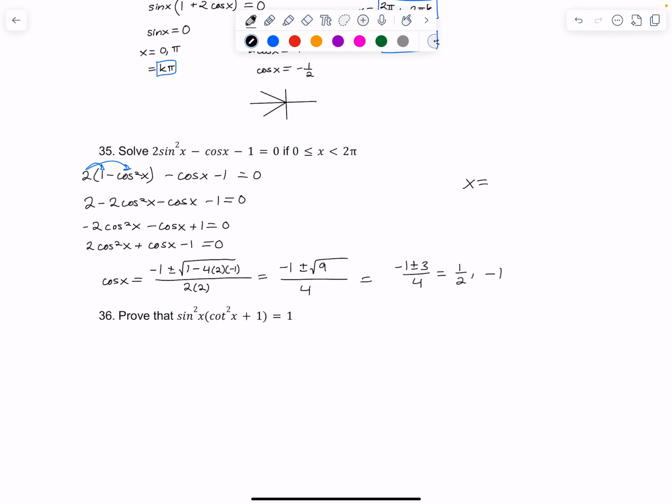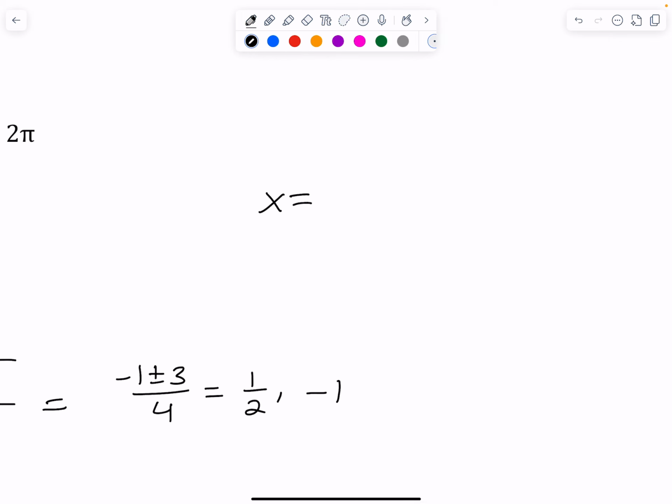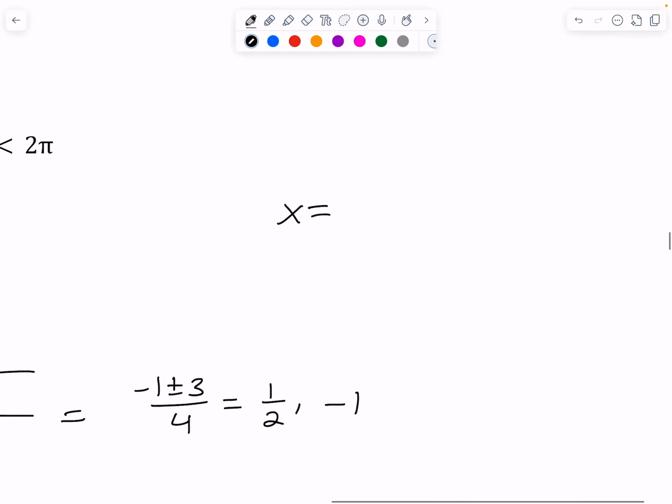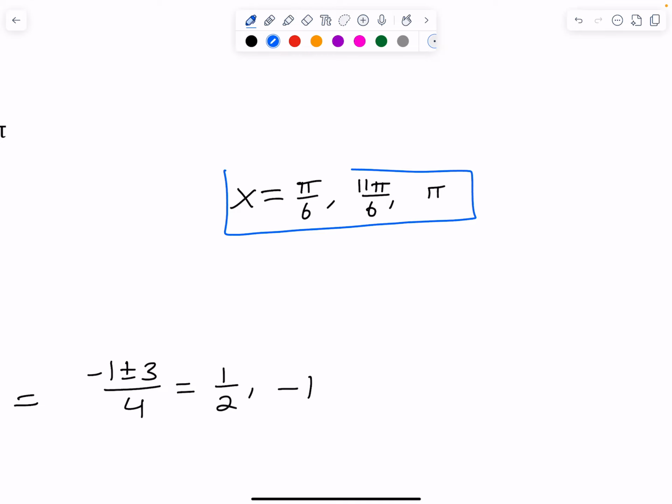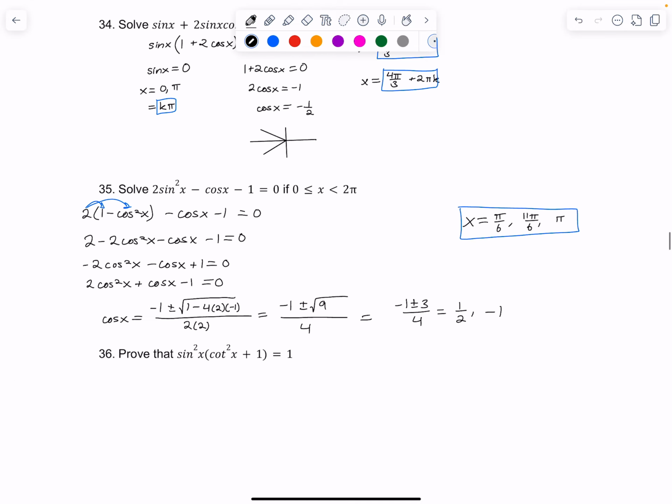So if cosine is a half, that means I'm in quadrant 1 or quadrant 4. Does it say radians? It does say radians because it says 2 pi. So that would be pi over 6 and 11 pi over 6. That's where cosine is positive 1/2. And then cosine is negative 1 at pi. So those are all of the answers between 0 and 2 pi, which is what it asked for.